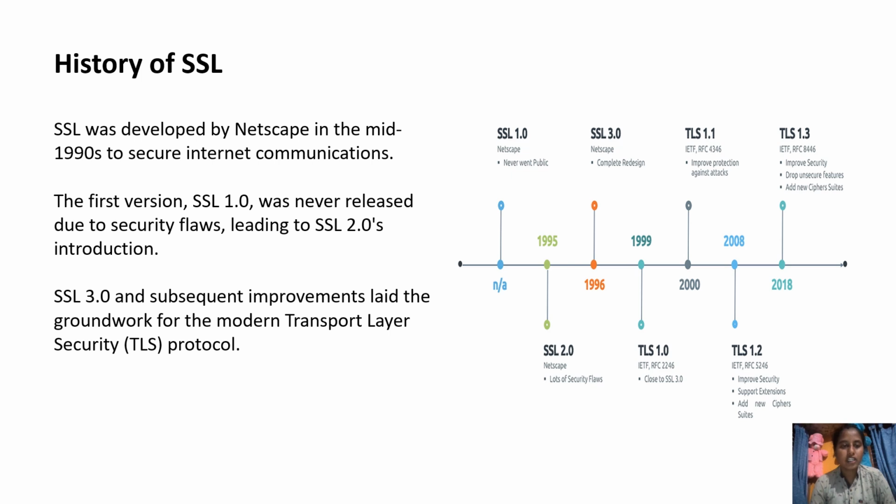History of Secure Socket Layer. Secure Socket Layer was developed by Netscape in the mid 1990s to secure internet communications. The first version, SSL 1.0, was never released due to security flaws, leading to the introduction of SSL 2.0. SSL 3.0 and subsequent improvements laid the groundwork for the modern Transport Layer Security, TLS protocol.